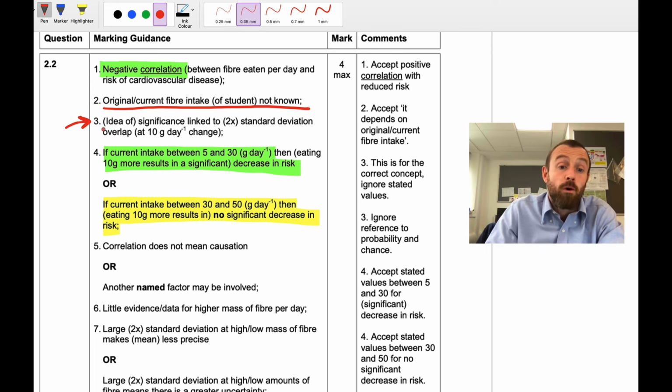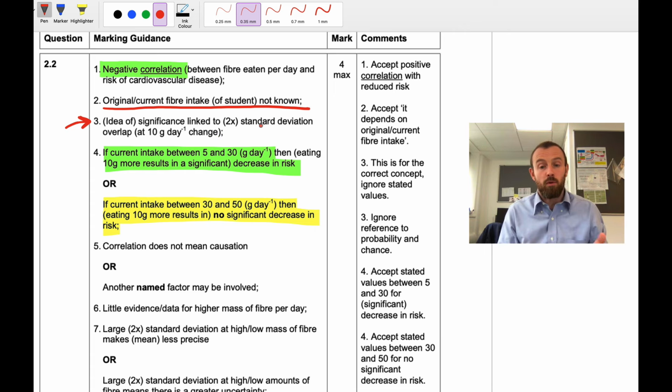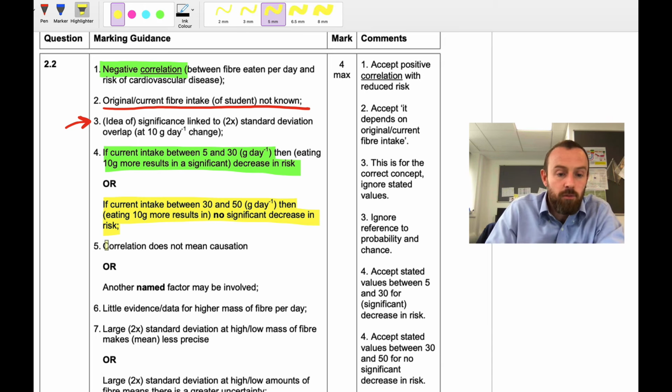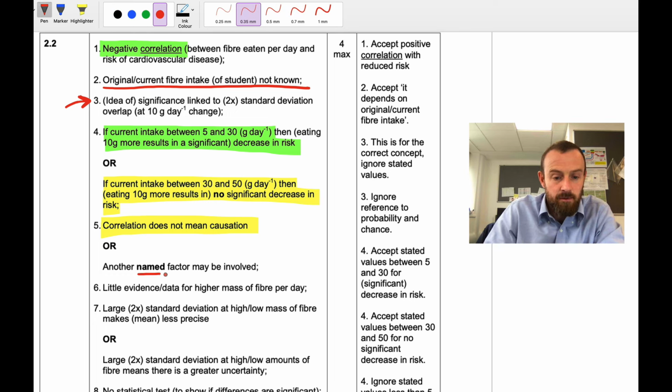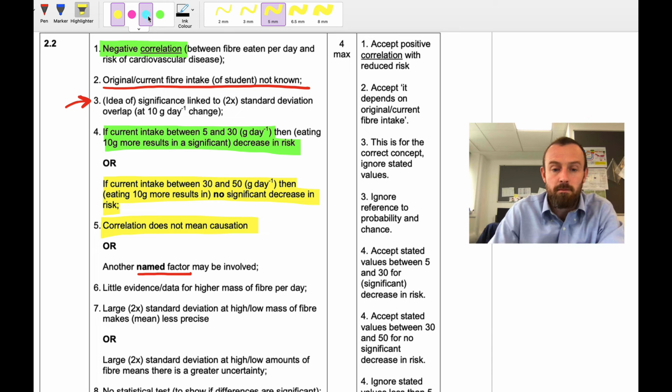Okay, either for or against, mentioning the fact that the standard deviations either do overlap or don't overlap, and linking that to significance is credited. Other stuff, we said correlation does not mean causation. Same mark point as saying another named factor may be involved, for example, whether they smoke. So there has to be a named factor. So you could say something with more significance might be whether this person smokes or takes regular exercise.